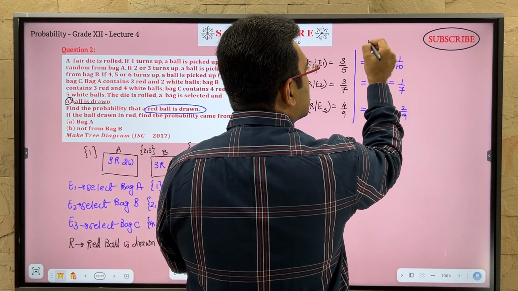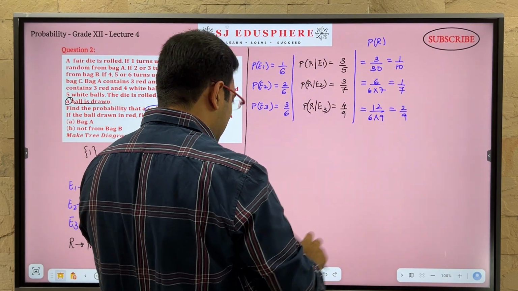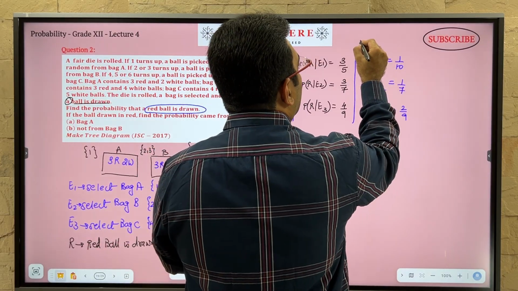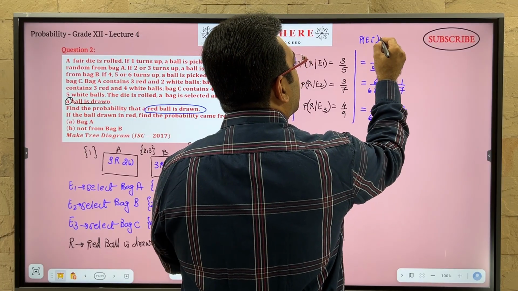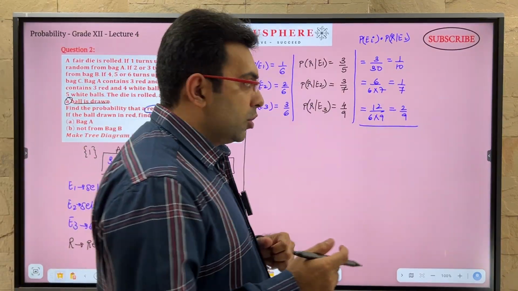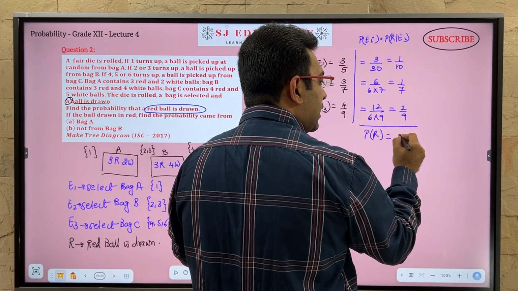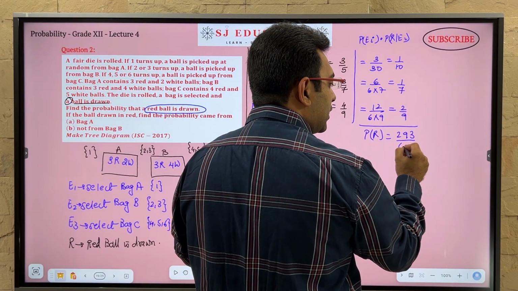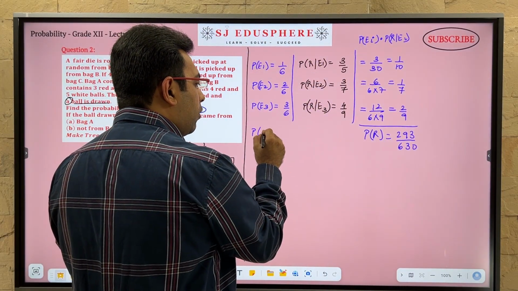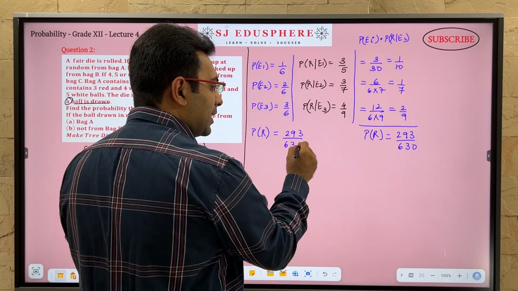Okay. What was this? This was the probability of getting a red ball. If you want to write the multiplication symbol here, you will end up writing this as probability Ei into probability R given Ei. So when we add this value, the probability of red turns out to be 293 by 630. So my probability of getting a red ball is 293 upon 630.